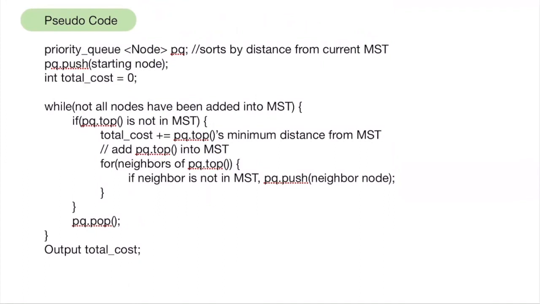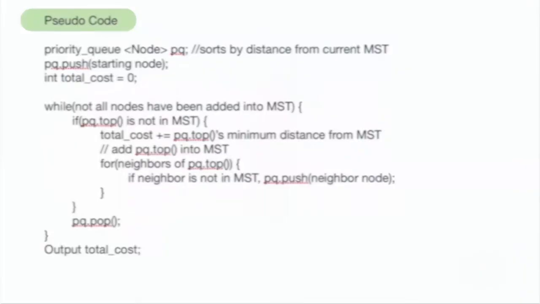And if the neighbor hasn't been added into the minimum spanning tree, then we'll push that into the priority queue. And we'll just keep repeating that until all of the nodes have been added into the minimum spanning tree. And then at the end, we'll just output the total cost.